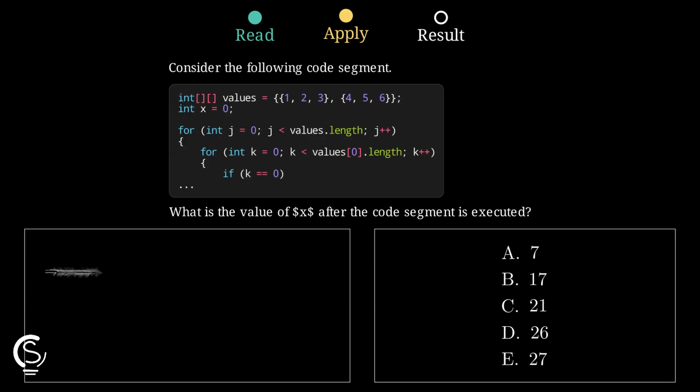Notice the condition where we multiply by 2 only if the column index is 0. This means the first element of each row doubles before we add it to our total.